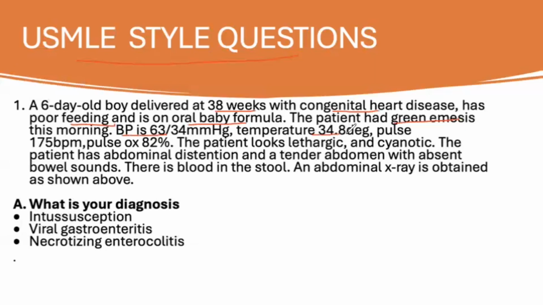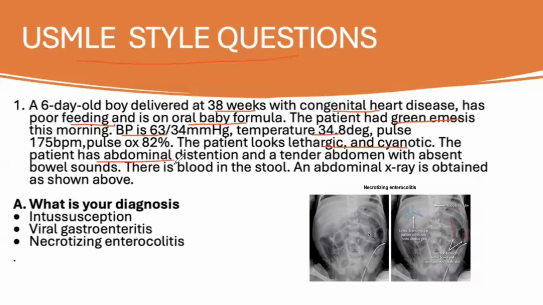Temperature is at 34.8. Pulse is 175 beats per minute. Pulse ox of 82%. Patient looks lethargic and cyanotic, and the patient has abdominal distension and a tender abdomen with absent bowel sounds. There's blood in stool and an abdominal X-ray is obtained as shown above.